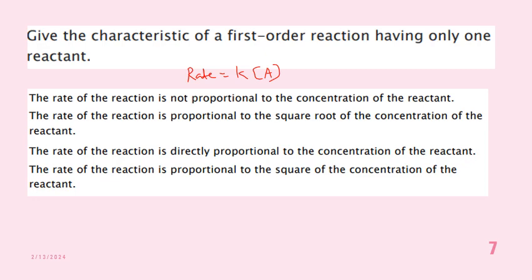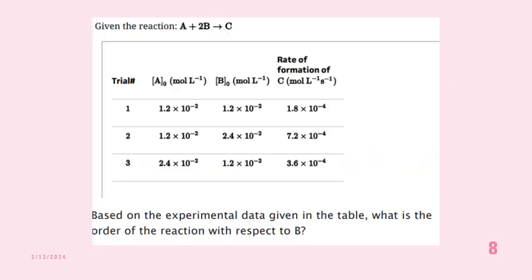So here the rate of the reaction is not proportional, no. The rate of the reaction is proportional to the square root, no. The rate of the reaction is directly proportional to the concentration. That's the one. And our next question is, based on the experimental data given in the table, what is the order of the reaction with respect to B? Okay, so with respect to B, what is that one?